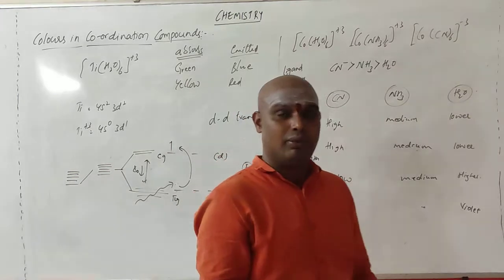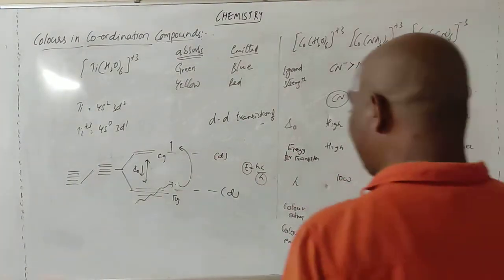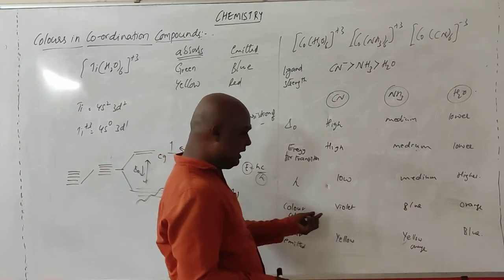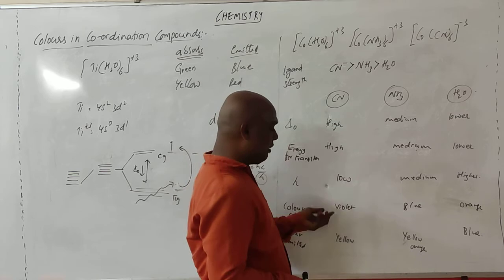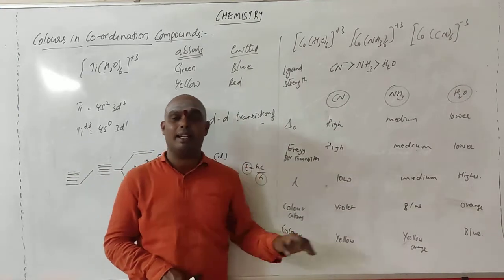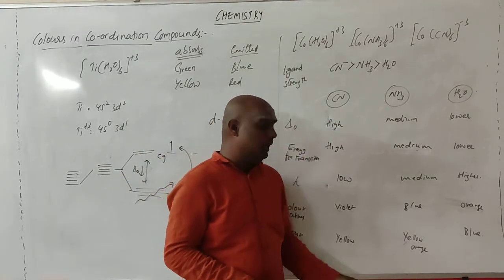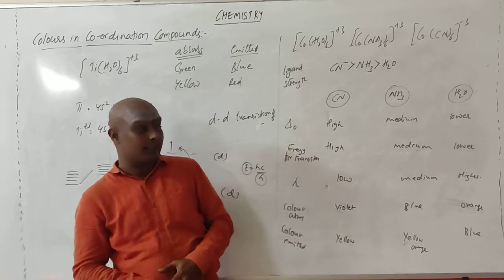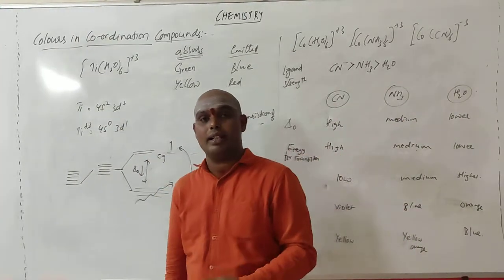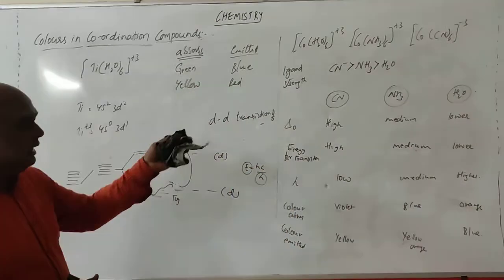Let me pause the video once. Okay, I have made my corrections. Clear? So this is the color absorbed. Cyanide absorbs violet color and it emits yellow color. In the same way, ammonia absorbs blue color and emits yellow-orange color. In the same way, for water, orange color is absorbed and blue color is emitted. So these are the things and these are the colors.